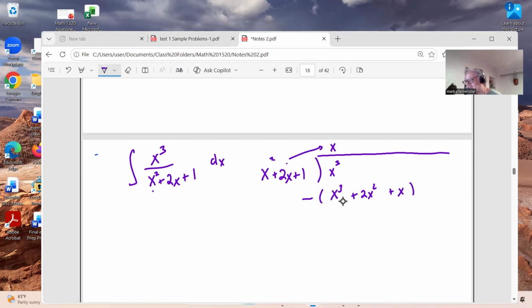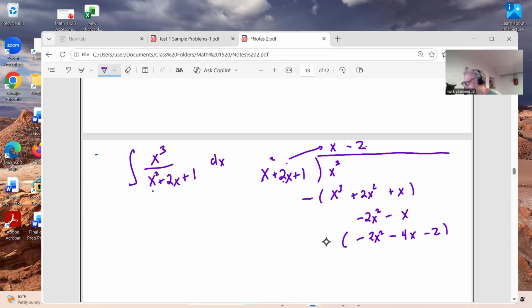X cubed minus x cubed is 0. 0 minus 2x squared is going to be negative 2x squared. And 0 minus x is going to be minus x. Now, we're not done with the division yet because x squared can go into negative 2x squared. It sure can, negative 2 times. So this is going to be negative 2x squared, again just multiplying these pieces together. So negative 2 times 2 is going to be negative 4x. And then 1 times negative 2 is going to be minus 2.